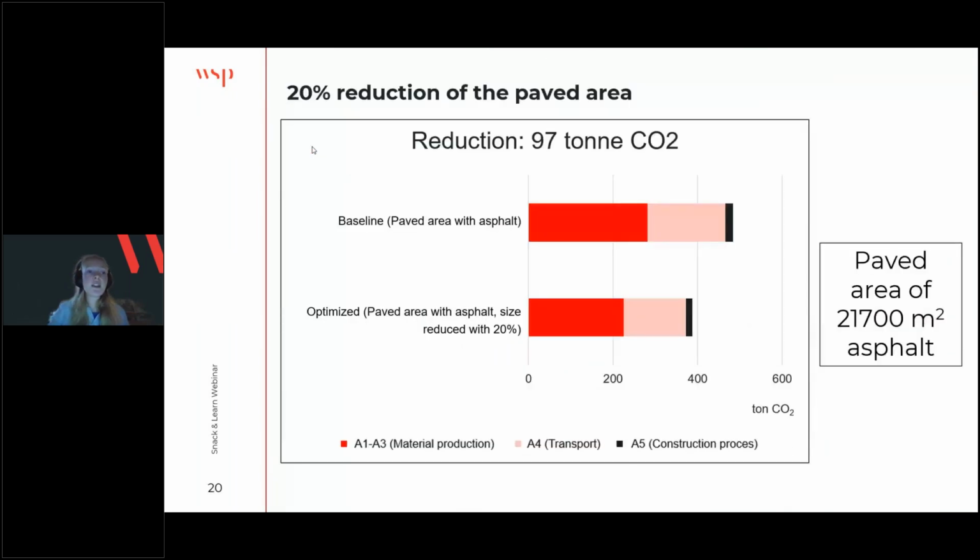And then we suggested that they could look into reducing the paved area. They have this paved area for the recycling center. So if you reduce the size by 20%, they could actually save 97 tons of CO2.